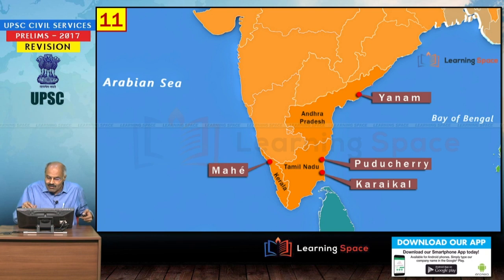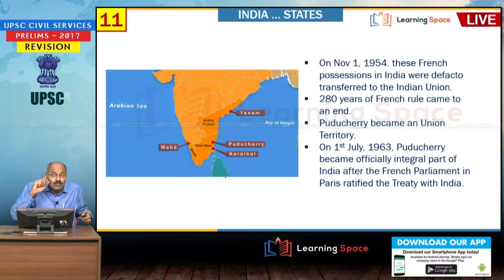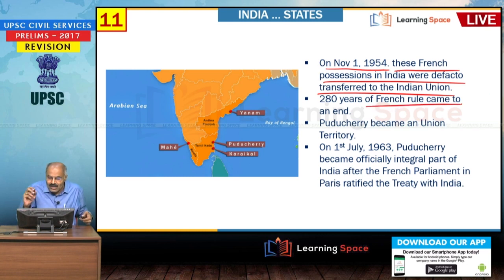Out of 4, Yanam is surrounded by Andhra Pradesh. Puducherry and Karaikal, these two are surrounded by Tamil Nadu, whereas Mahe is surrounded by Kerala, and all 4 have got coastline. These 4 put together are the union territory of Puducherry. And here please don't forget, these were previously ruled by French, and on November 1, 1954, these French possessions were de facto transferred to the Indian Union, and with that 280 years of French rule came to an end.